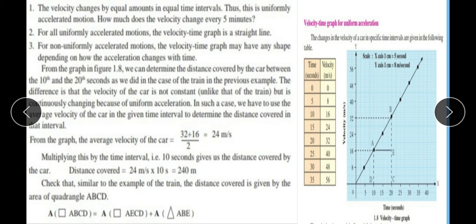If you observe both columns, time and velocity, there are equal intervals of time. The second column, velocity, also shows equal changes in velocity in equal intervals of time. So that type of motion is called uniform acceleration motion. Now we can determine the distance covered by the car between 10 and 20 seconds as shown in the graph.